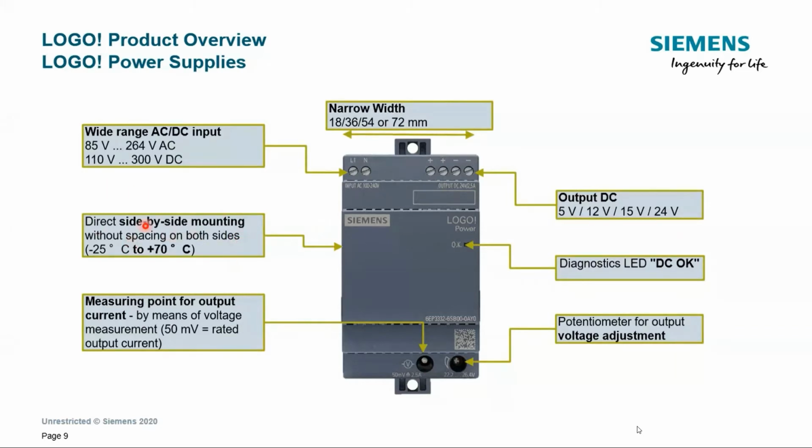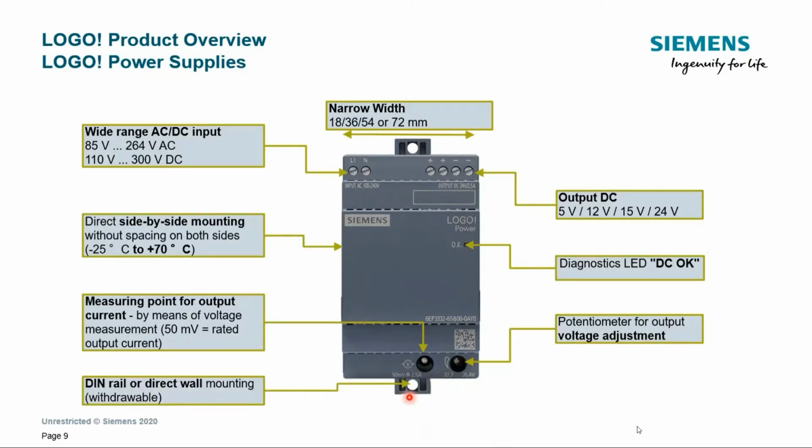In addition, for the power supplies, also for all the LOGO components, we need no clearance on the side of the modules, what we call side-by-side mounting across the entire temperature range, so without constraint on the operating temperature. And the standard power supply runs up to 70 degrees. This is the standard one, not a special one.